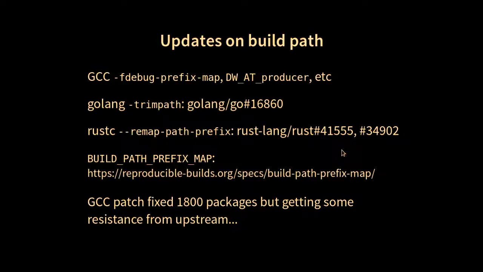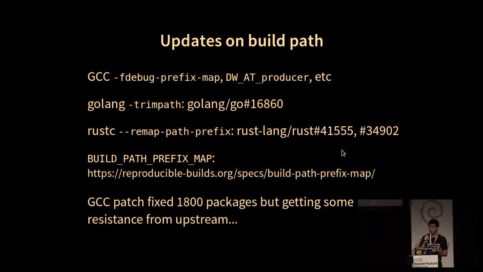To stop this from happening, we introduced this new environment variable called BUILD_PATH_PREFIX_MAP. It's very similar to the SOURCE_DATE_EPOCH environment variable that we introduced to lots of different compilers, build systems, and so on. So we wrote a spec for it, and we have written a patch for GCC to do this. Based on our tests, we have managed to make 1,800 packages out of about 26,000 in Debian reproducible under different build paths. So that's about 6 to maybe 7% of the total.